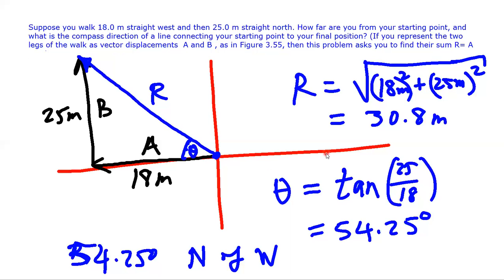So if you wanted to describe it in terms of this other angle, you would subtract this from 90 degrees, and that will give you 35.8 degrees west of north. So either one is correct.